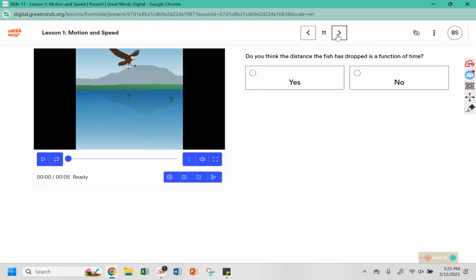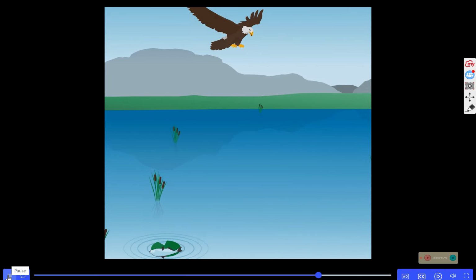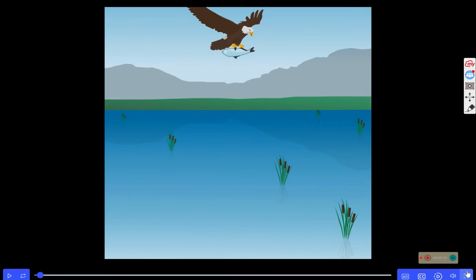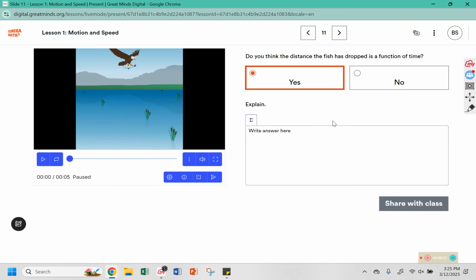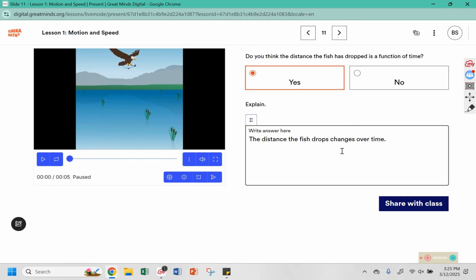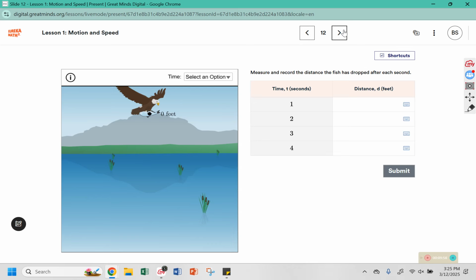Do you think the distance the fish has dropped is a function of time? Well, as time is passing, the distance the fish has dropped is changing. So yes, I do think it is a function of time. Measure and record the distance the fish has dropped after each second.